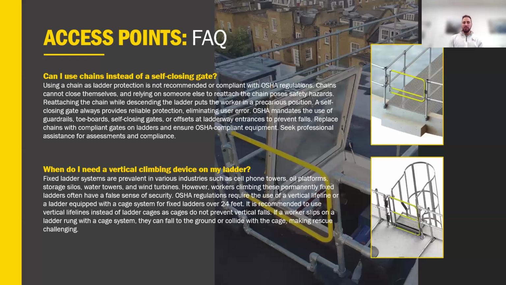And every single ladder in America over 24 feet tall has to be retrofitted with a vertical climbing device by November of 2036. So set your calendars. We have 11 years and counting. It sounds way off, but it'll go quick, trust me. So those are the questions I get asked about access points all the time.